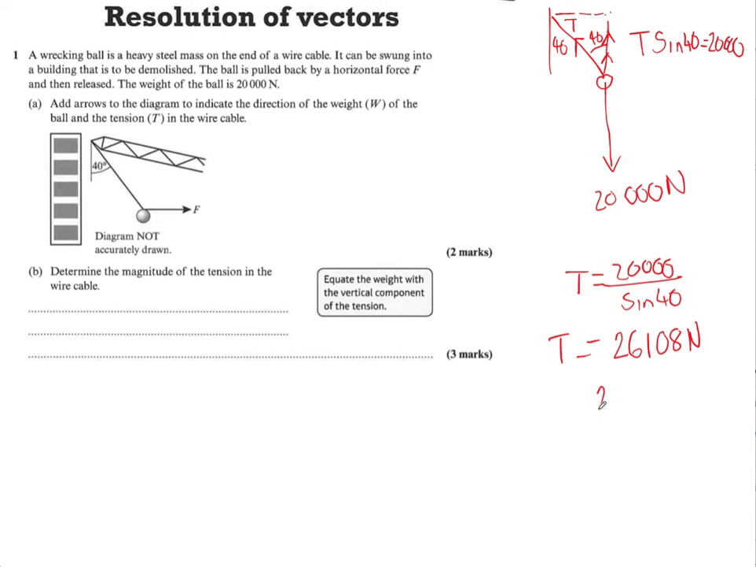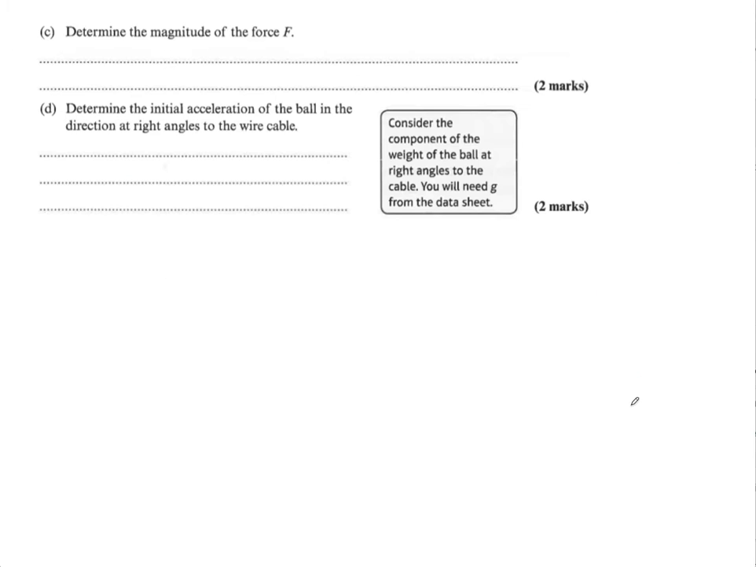So we'd probably say 26.1 kilonewtons. The tension, by the way, for question A is in this direction. So that is where the tension is pulling it this way. We're going to use this 26.1 kilonewtons quite a lot in the next few questions.